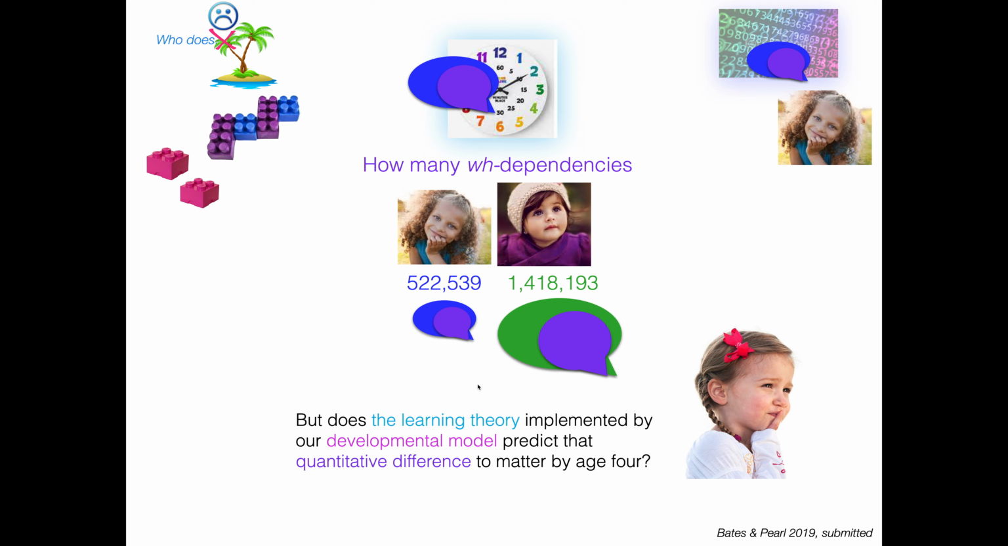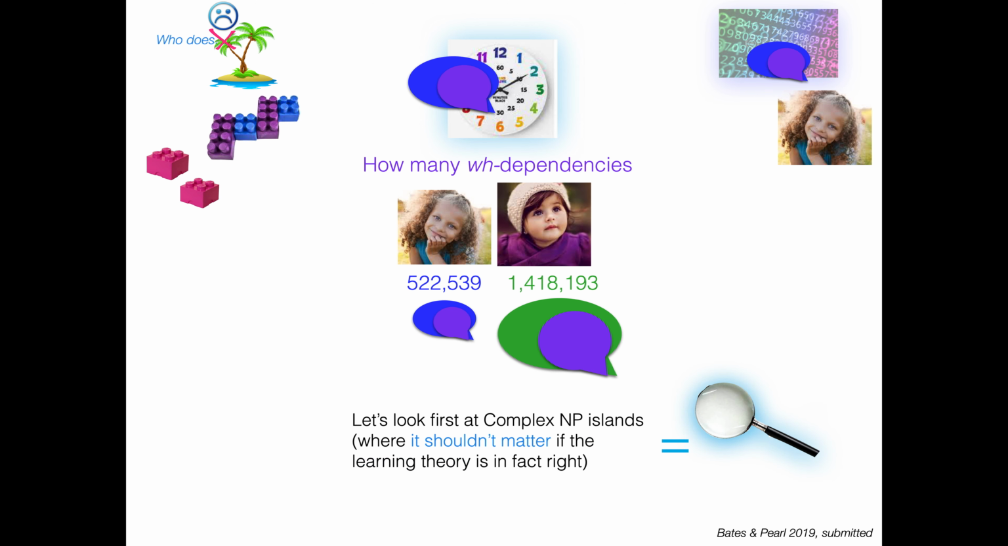matter by age 4, which is where we have that checkpoint about children's behavior for one of our island types, the complex NP islands? And again, we're going to look first at complex NP islands, where it shouldn't matter by age 4 if the learning theory is in fact right. So again, that's our checkpoint.